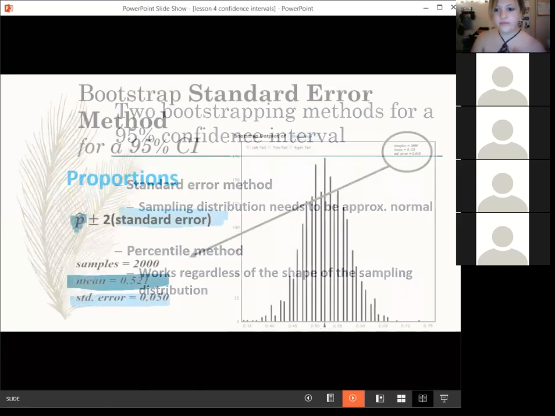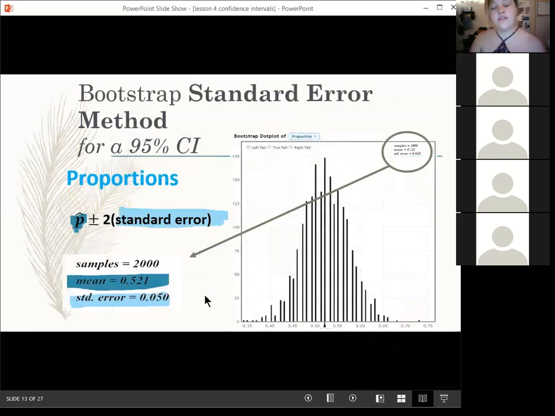Okay, so here I just have some visuals about what it would look like if you use the standard error method and the percentile method. Basically, in StatKey, if you were to do the standard error method, we are going to end up here. You can see this is a bootstrap dot plot of a proportion. And I just highlighted here, it's just magnifying what we have in the upper right-hand corner.